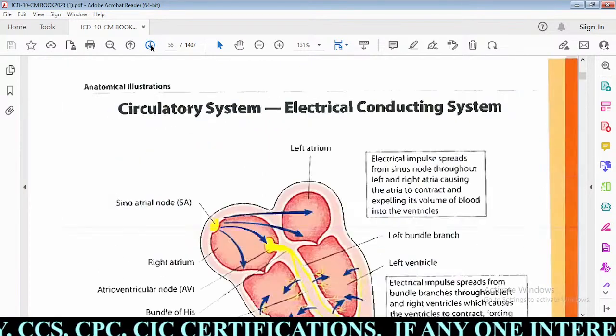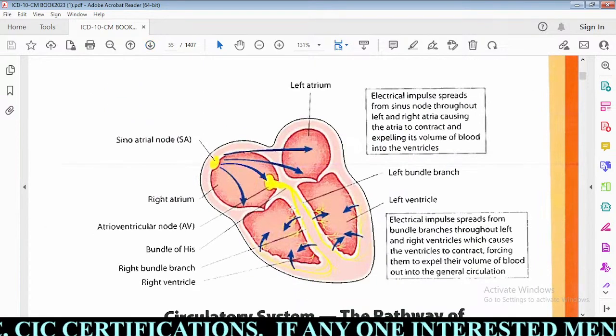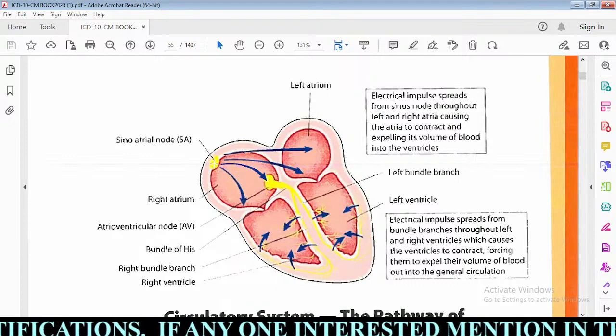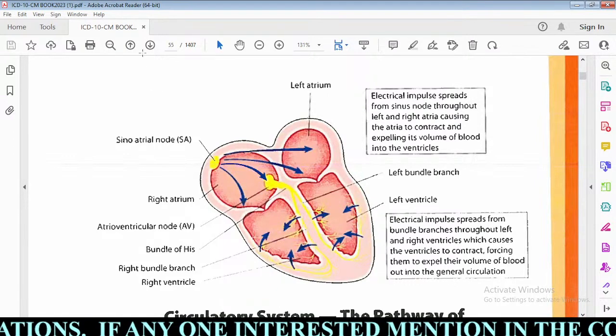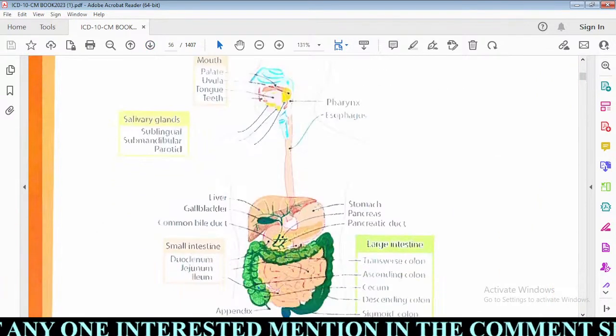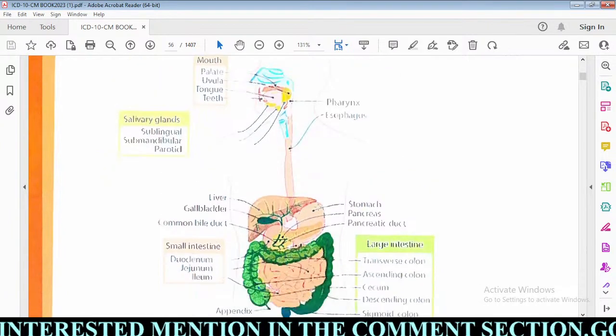So these are the circulatory system. If you don't know where the sinoatrial node is, you need to find it here. It is in the right atrium. Like that, for anatomy questions you need to use ICD-10-CM. And these are related to the digestive system.